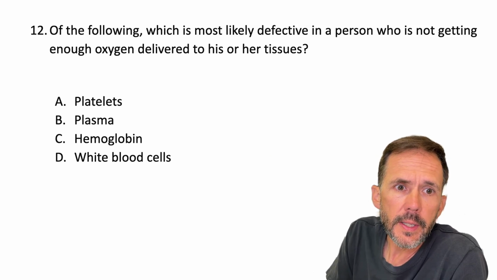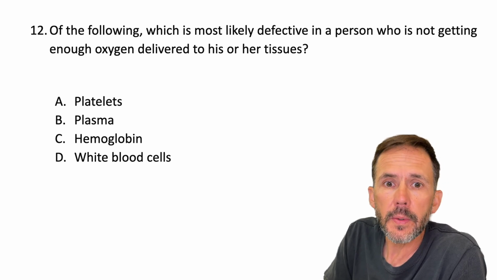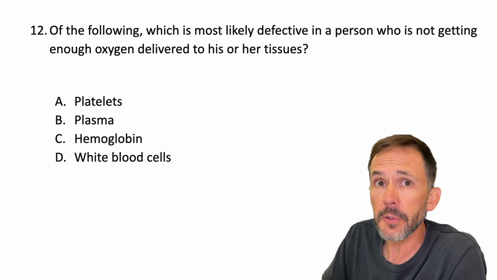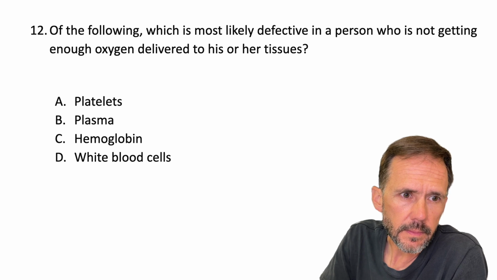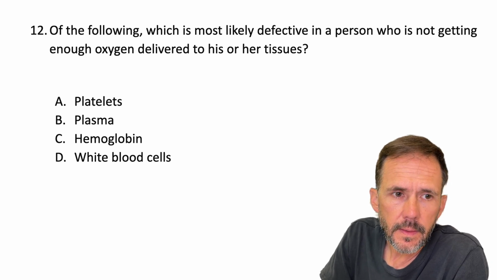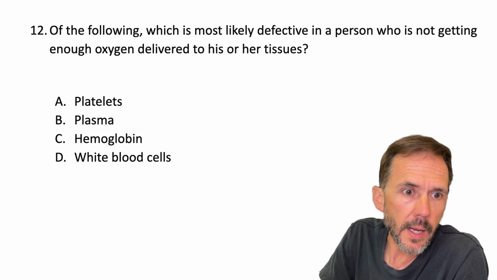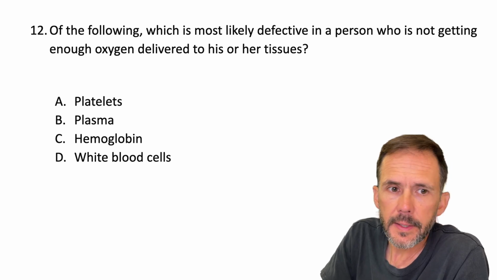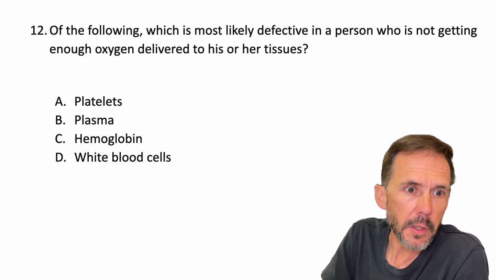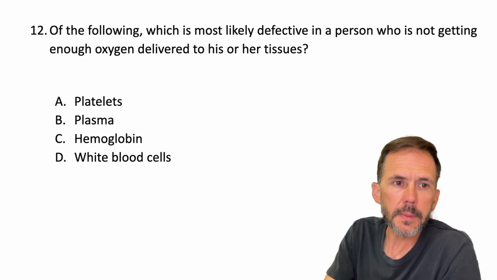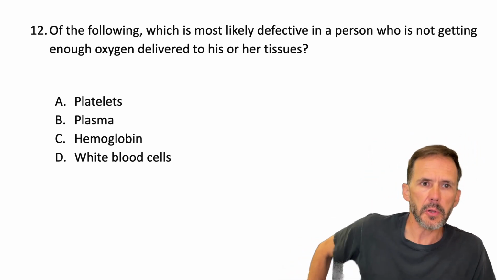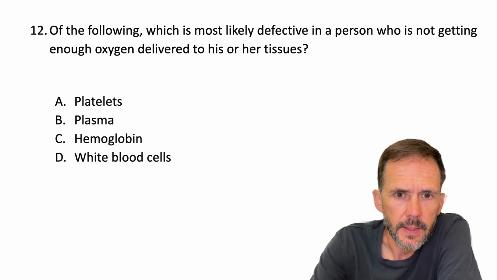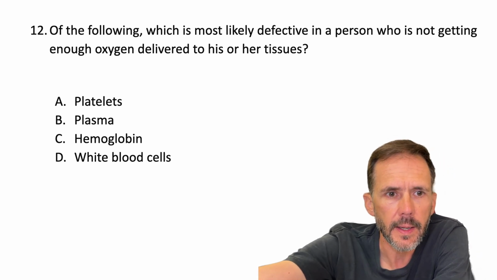Of the following, which is most likely defective in a person who is not getting enough oxygen delivered to his or her tissues? So these are all tied to blood, but only one of these is linked to the oxygen carrying capacity of blood. So that would be hemoglobin. Platelets, those are for clotting. Plasma is the liquid portion of blood. And white blood cells are the leukocytes that are important for immune function. So the correct response here would be hemoglobin.